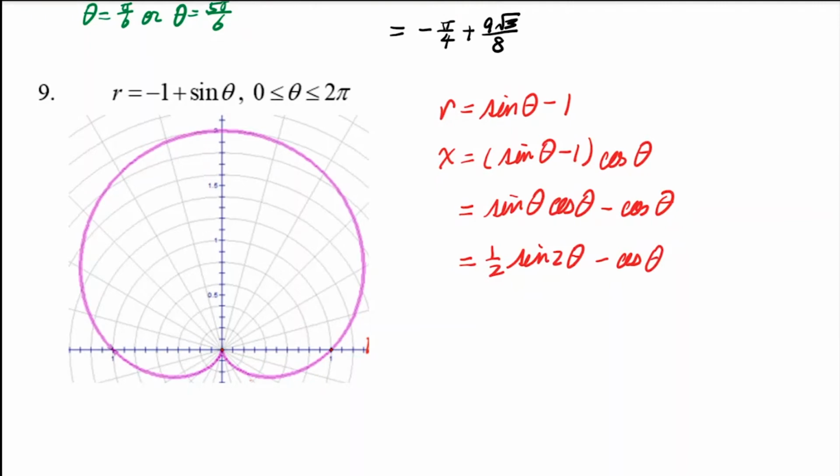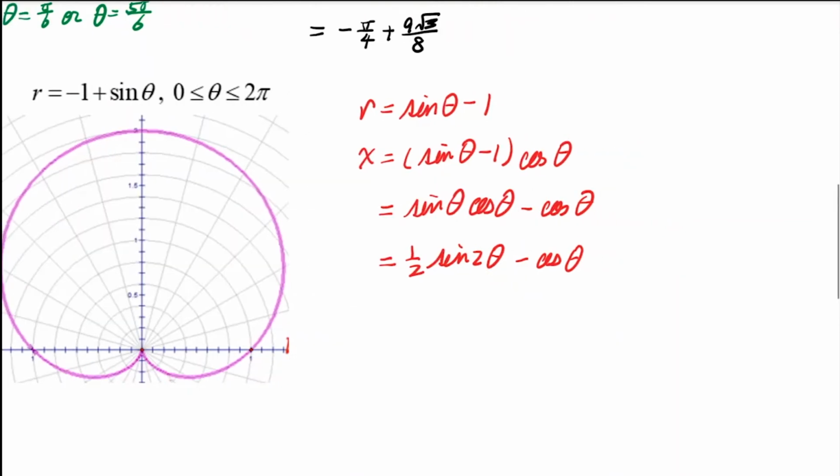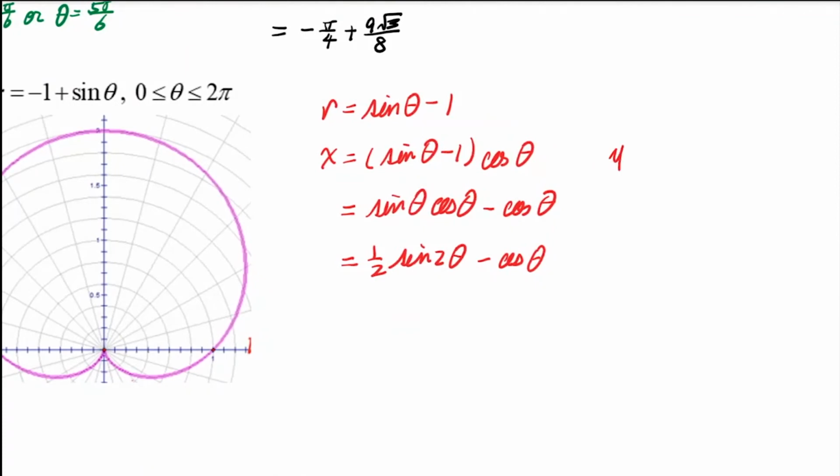With me? Okay, now let's figure out y. Y, of course, is R sine theta. So we have this R, and then we have sine theta. Okay, so I'm going to distribute. So I have sine squared theta minus sine theta. Good. This one is not as bad. I don't hate chain rule as much as I hate product rule. So I'm going to leave it.